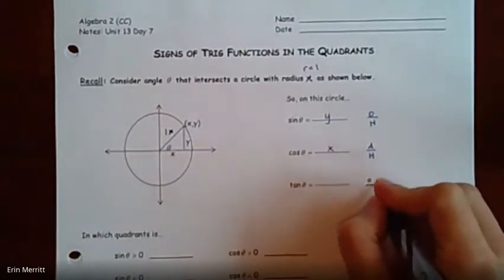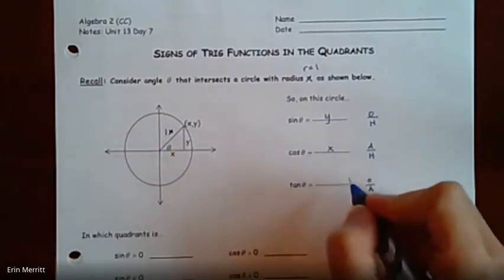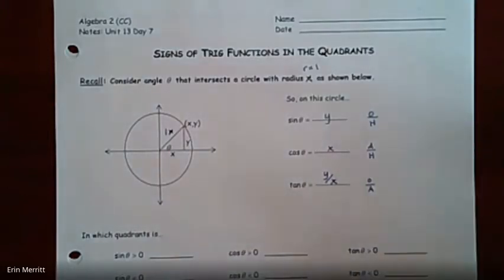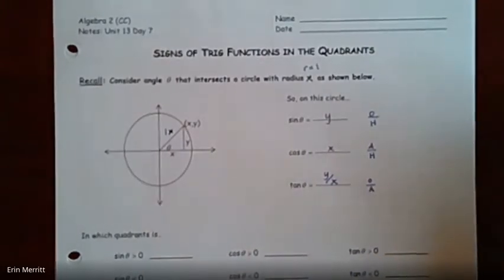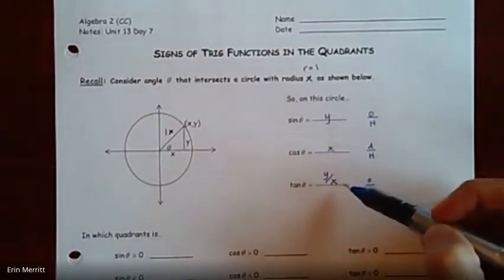And then tangent, opposite over adjacent. So opposite, adjacent, that would be y over x. And then we could play the same game for cosecant, secant, and cotangent. They would just be 1 over y, 1 over x, and x over y.